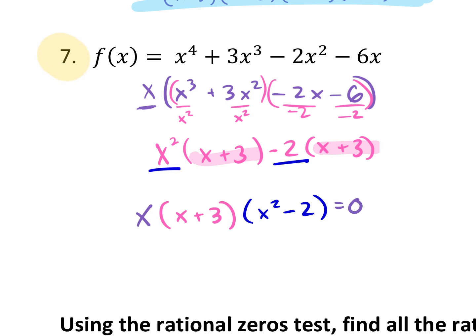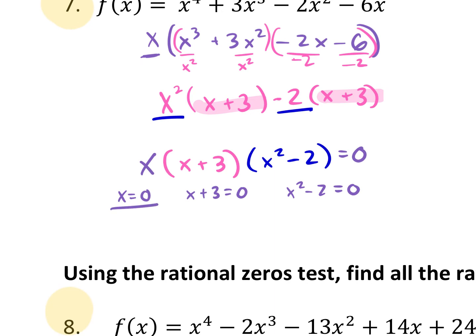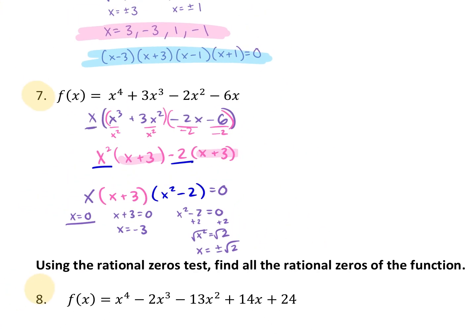What can I do next? Set everything equal to 0. So x equals 0, x plus 3 equals 0, x squared minus 2 equals 0. So x is equal to 0 is already solved for us. Then I have x is equal to negative 3. And then in the third one, I'm going to add 2 to both sides. So x squared is equal to 2. And then what do I do? Square root both sides. So x is equal to what? Plus or minus square root 2. So my zeros are 0, negative 3, positive square root 2, and negative square root 2. Which is perfect because I had 4. I needed to have 4 zeros.